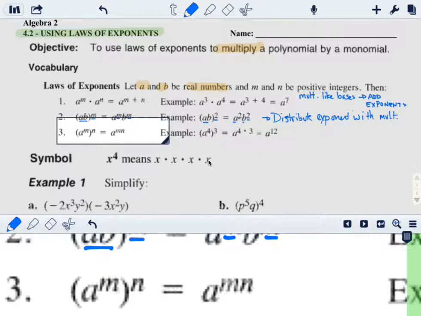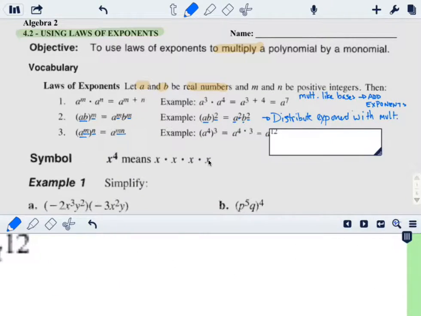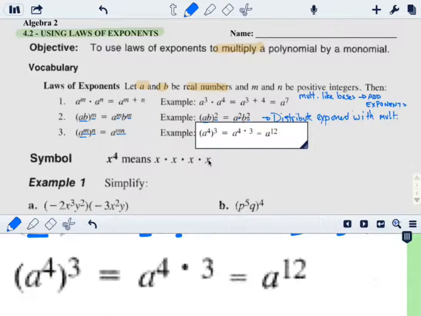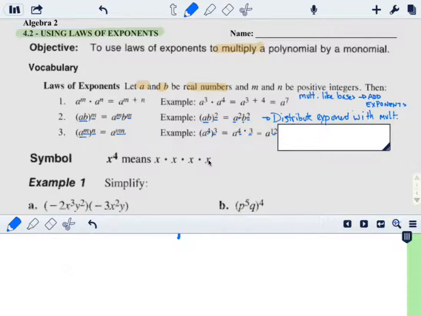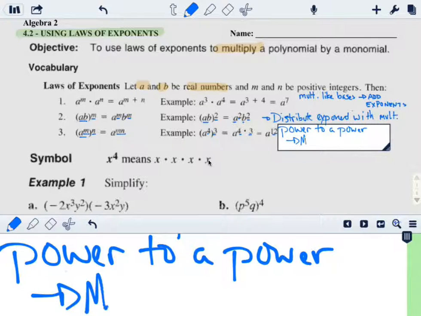All right, and this is our power to a power. I have a to the m, raised to the power n, so I just multiply the powers. If I have a power raised to a power, like a to the fourth raised to the third, I get a to the 4 times 3, which gives me a to the 12th. So we think of that as power to a power means multiply powers.